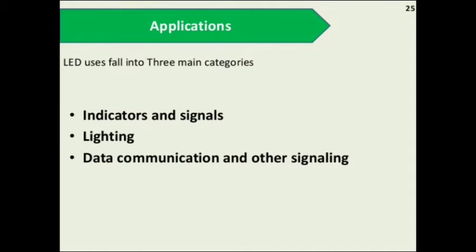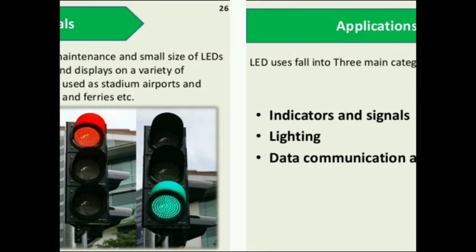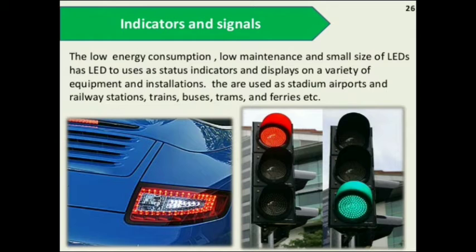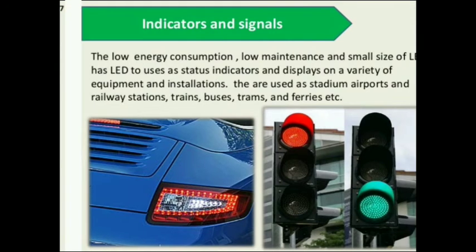Applications: indicators and signals, lighting, data communication, and other signaling. Indicators and signals: the low energy consumption, low maintenance, and small size of LEDs has led to LEDs being used as status indicators and displays on a variety of equipment and installations. They are used in stadiums, airports, and railway stations, trains, buses, trams, and ferries, etc.